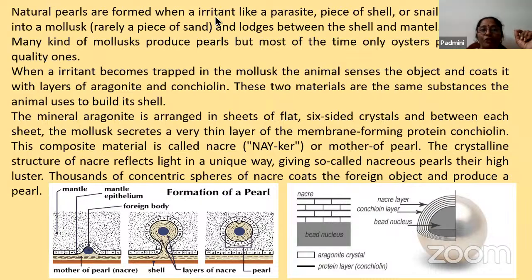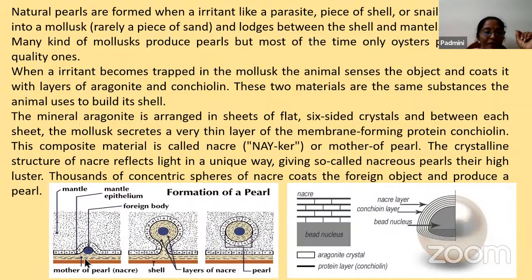Natural pearls are formed when an irritant like a parasite, a piece of shell or a snail, rarely a piece of sand, finds its way into the mollusk and lodges between the shell and the mantle. In this picture you can see the mother of pearl nacre layer. If a foreign body enters, it goes inside the mantle area. Once inside the mantle, the mantle epithelium is going to cover over it, to make a cover around it.